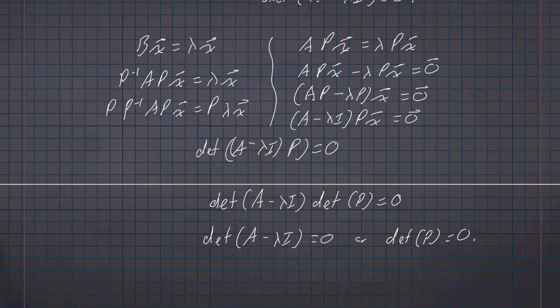But P is an invertible matrix. That was the definition that started this whole thing. And an invertible matrix has a non-zero determinant. So the determinant of P equals 0 must be false, which means that we again get the characteristic equation, determinant of A minus lambda I is equal to 0.